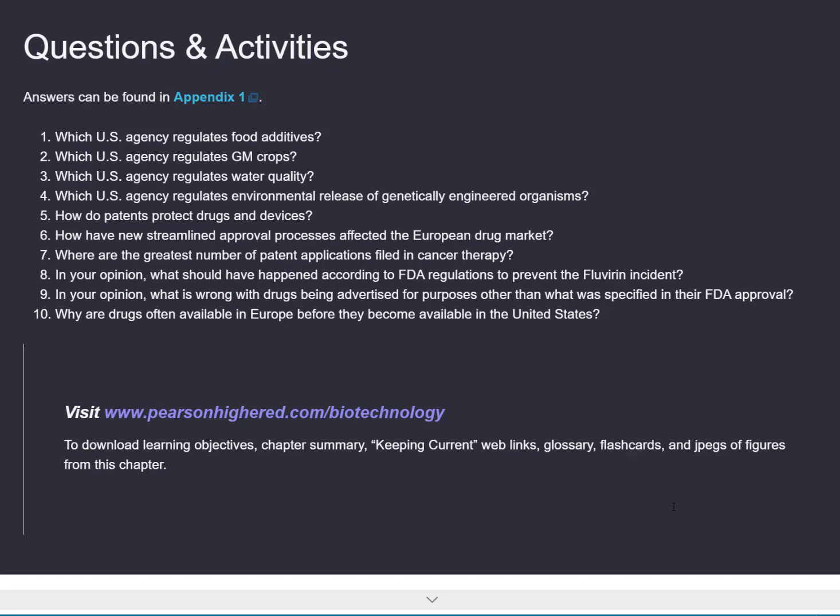How do patents protect drugs and devices? How have new streamlined approval processes affected the European drug market? Where are the greatest number of patent applications filed in cancer therapy? In your opinion, what should have happened according to FDA regulations to prevent the Fluvirin incident? In your opinion, what is wrong with drugs being advertised for purposes other than what was specified in their FDA approval? Why are drugs often available in Europe before they become available in the United States?